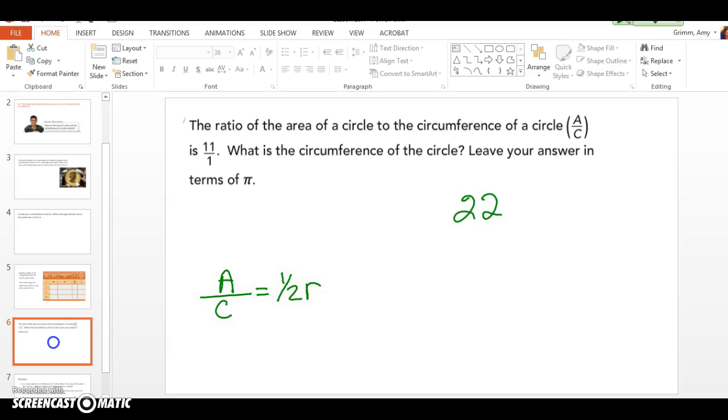Because here's the way I would look at it. This A over C is 11 over 1 equals 1/2 R. So 1/2 times what gives you 11? 22. Does that make sense? Okay.